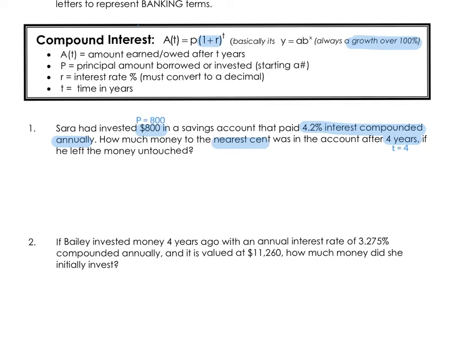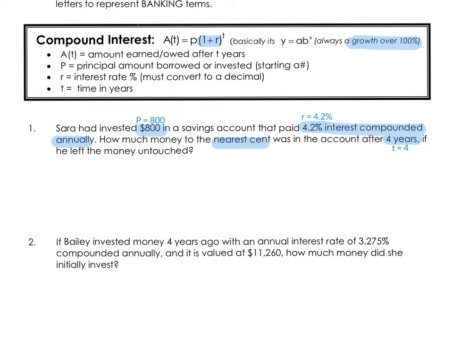So I started off by writing those things above the words. Now you could write them off to the side if you want, or above the words, whatever makes the most sense to you. And then I know that the rate is 4.2%. And remember, to put that into our formula, we're going to need to change that percent into a decimal. And we want to find how much money is in the account. That's my A of 4, because I know what the t value is.